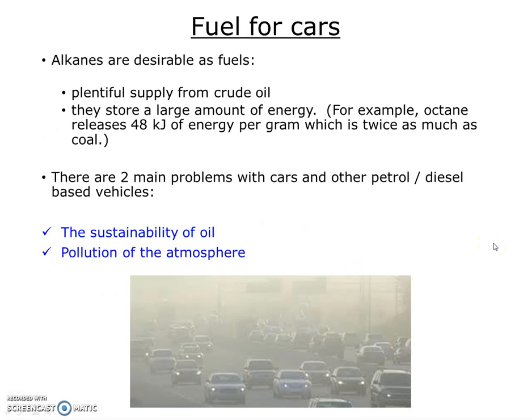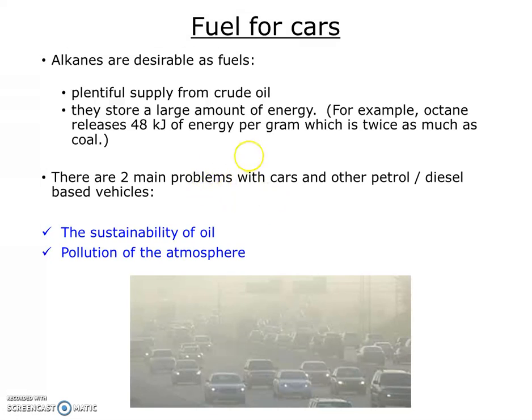Now, the reason we use the alkanes from crude oil is because there is a plentiful supply from crude oil. Although we've got a finite resource and it's running out, it's not going to run out for another like 20, 30, 40 years maybe. Also, if you compare the energy that you obtain relative to something like coal, then in actual fact you get twice as much energy per gram of fuel you use.